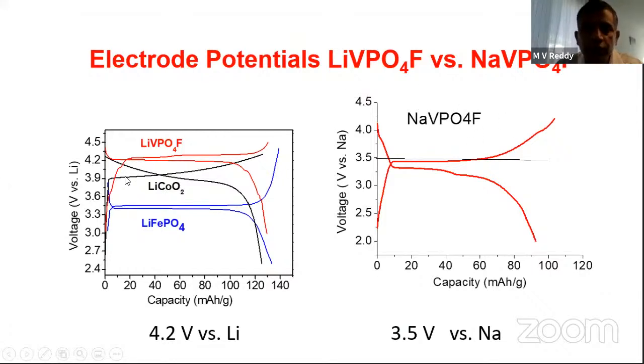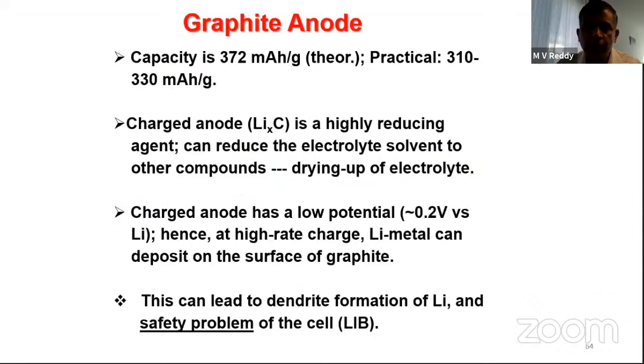One slide I'm going to talk about is why the sodium battery. Compared to lithium, for example, lithium vanadium fluorophosphate gives 4.2 volts. If you do the same thing with the sodium system, we get 3.5 volts. That's why with sodium the potential will be low, and automatically we get lower energy density, and handling sodium may not be really good. Still, the cost is lower. That's why people are looking at sodium as an alternative material for stationary applications.